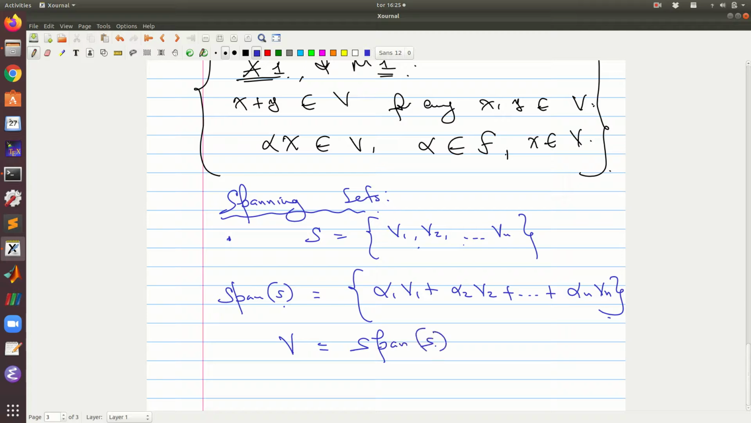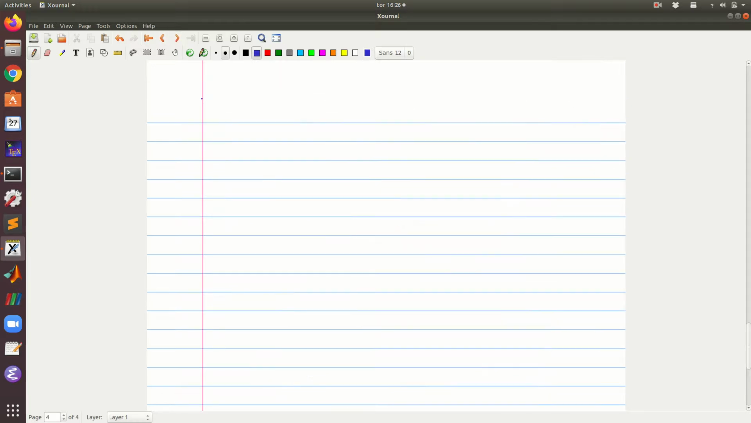And then we can say that V is equal to the span of S if every vector in V can be written as a linear combination of vectors in S. In other words, V is the span of S if every vector in V can be written as a linear combination of vectors in S. We shall look at an example here to try to drive this point home.